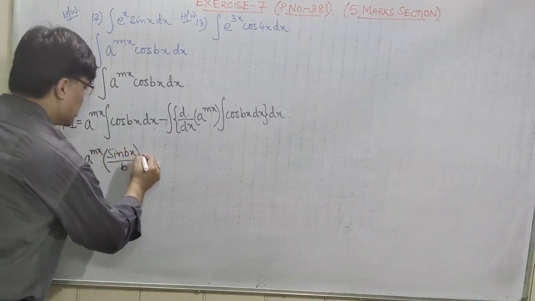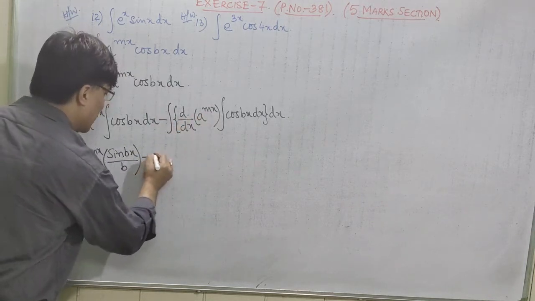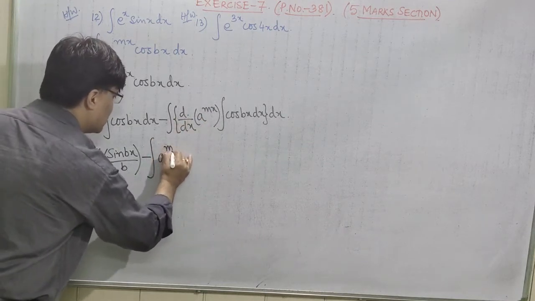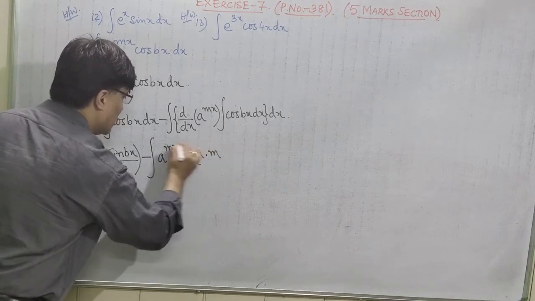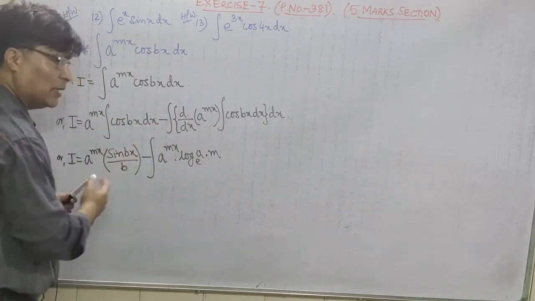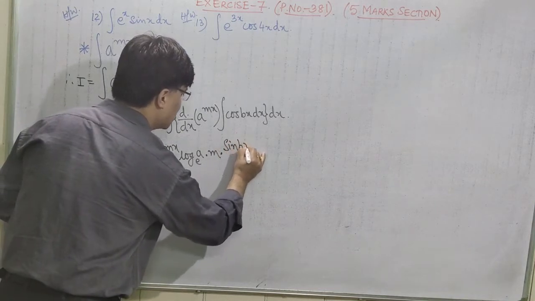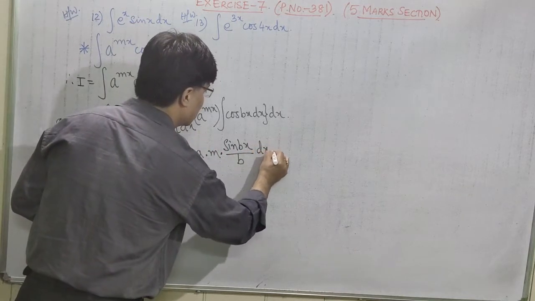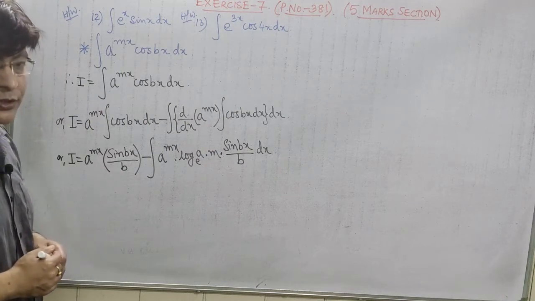Is that clear? Next, minus, what is the derivative dy/dx of a to the power mx? It is a to the power mx into log a base e into, what is the differentiation of mx? It is m, right? Thus similarly, what is the integration of cos bx? It is sin bx divided by b. Then what do we write here? We can write here dx. So I think you have understood it.